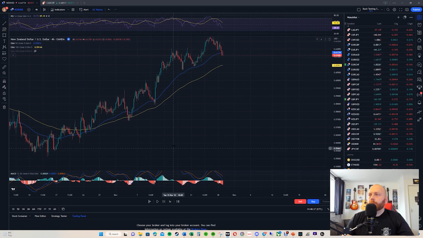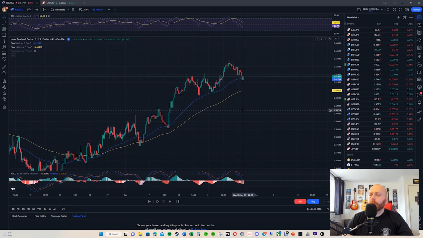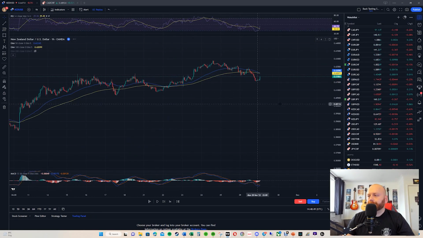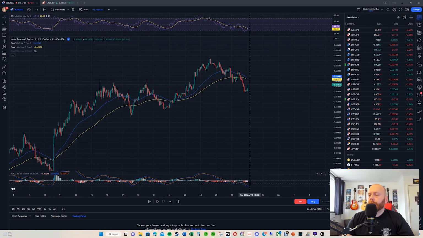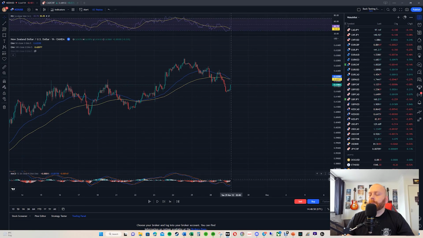Okay, brilliant. So we've crossed over now into the 50 EMA and we're in these lines. So we know this is sort of an area we want to look at for our buying position. So if we go down to our 1 hour chart, RSI is extremely oversold. Brilliant. The MACD is still bearish.